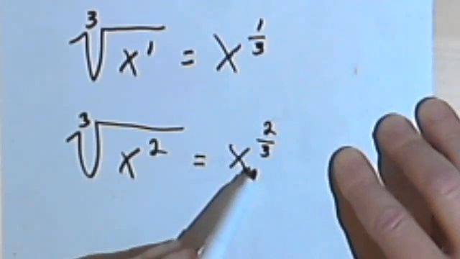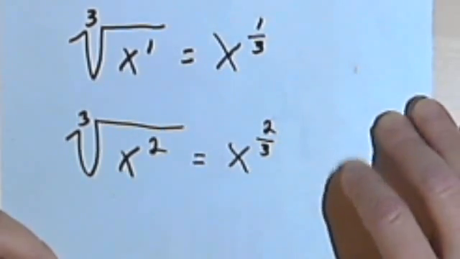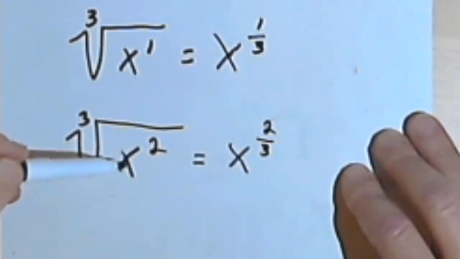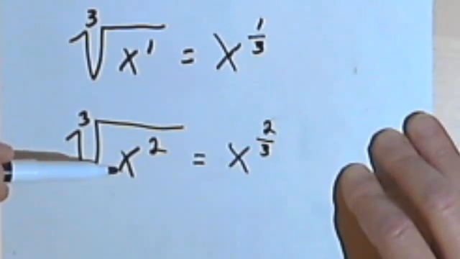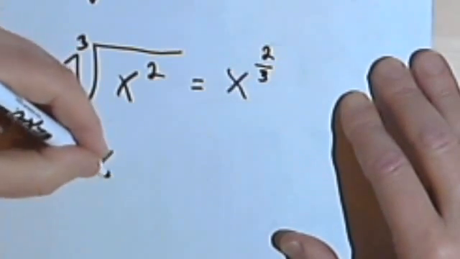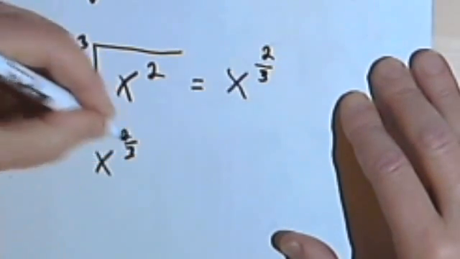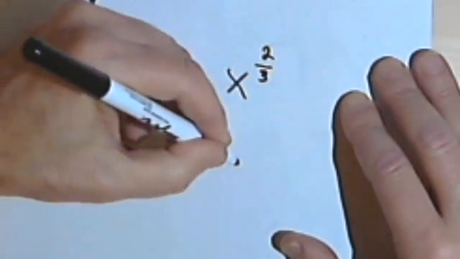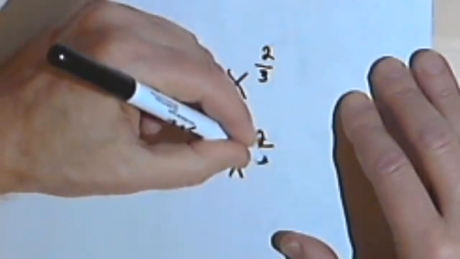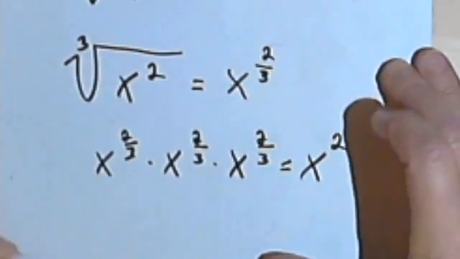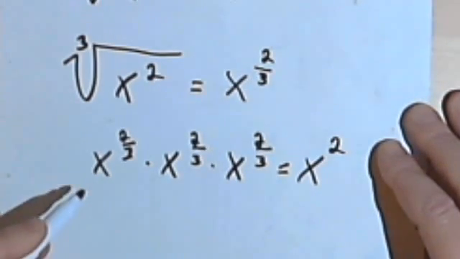But let's take that x to the 2/3 and make sure that works. So a cube root is a number I can multiply by itself 3 times and get back to the radicand, the number under the radical sign. Let's see if I can. So that would mean I want x to the 2/3 times x to the 2/3 times x to the 2/3 equals x squared. Okay, the bases are x all the way along the line.